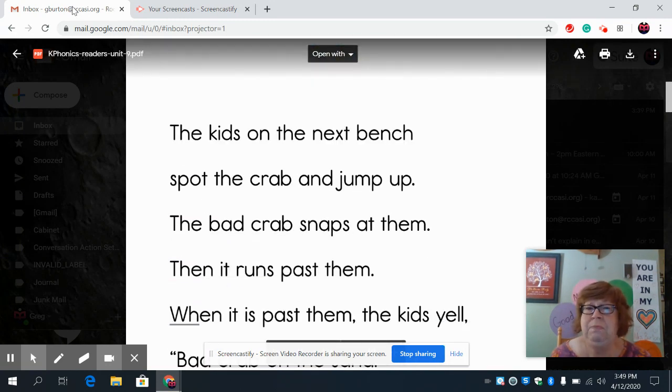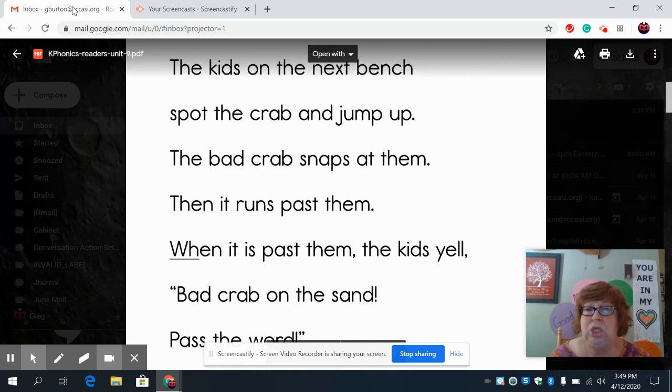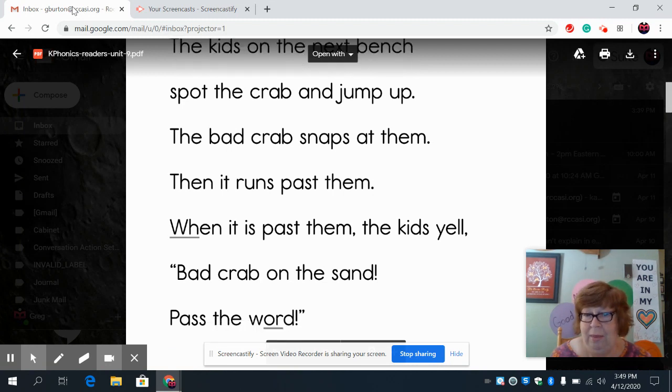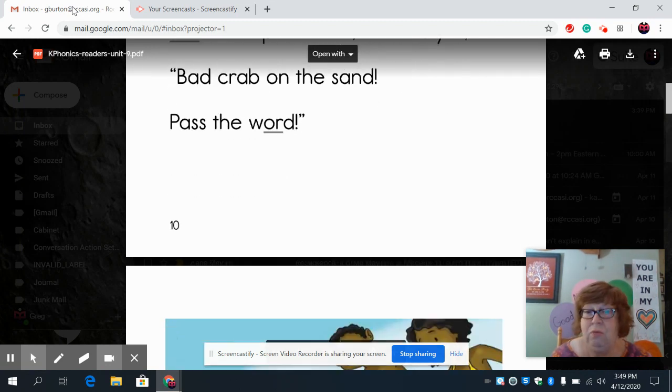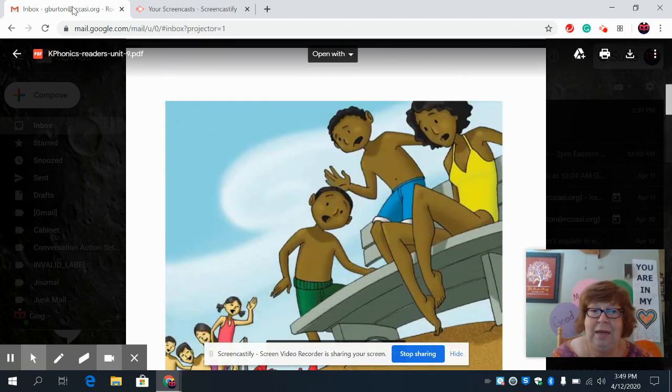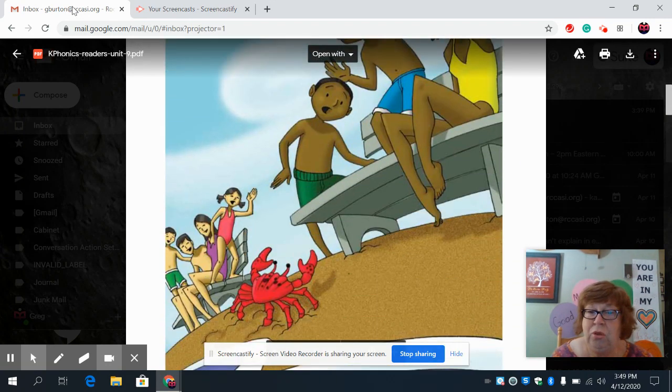The kids on the next bench spot the crab and jump up. The bad crab snaps at them. Then it runs past them. When it is past them, the kids yell, "Bad crab on the sand! Pass the word." Once again, they have to tell other people, "Warning, there's a bad crab on the sand."